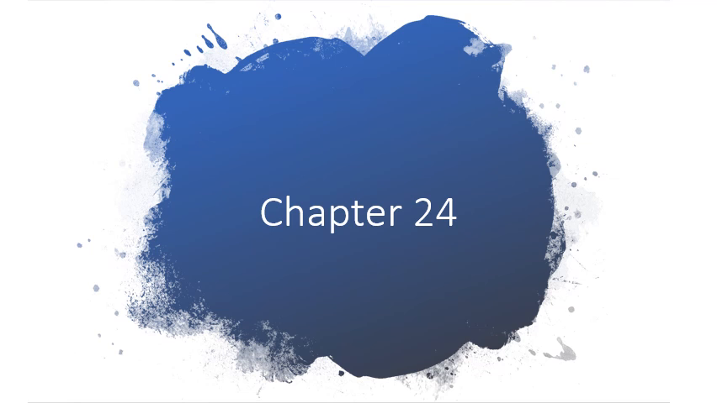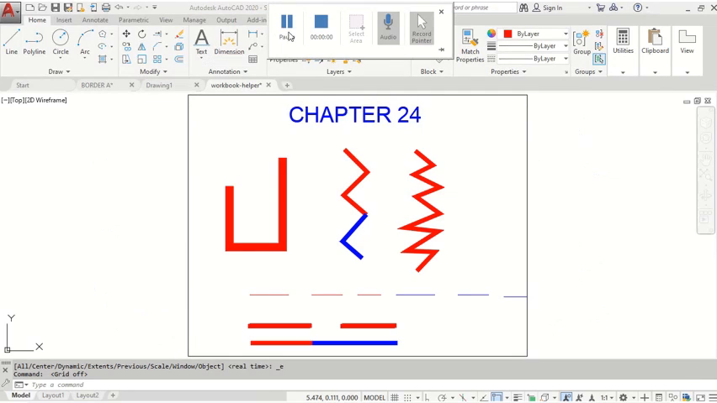This is the tutorial for Chapter 24 in your Beginning AutoCAD workbook. Okay, our objectives for Chapter 24 are to edit the width of polylines, join polylines, convert polylines to curves, convert a basic line to a polyline, and join lines, polylines, arcs, and splines.